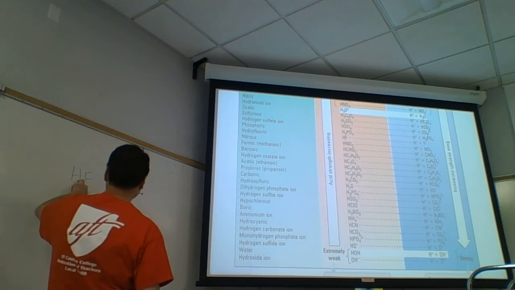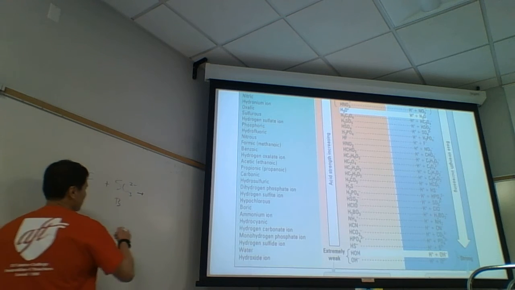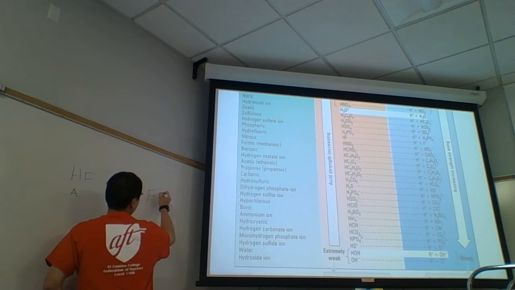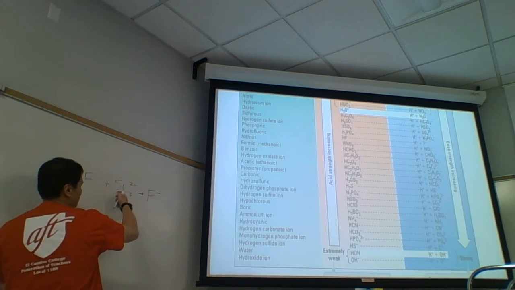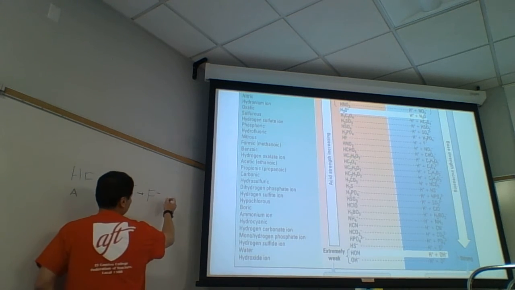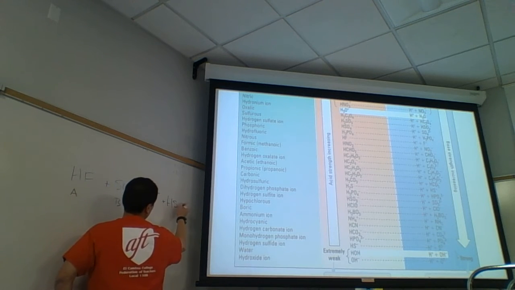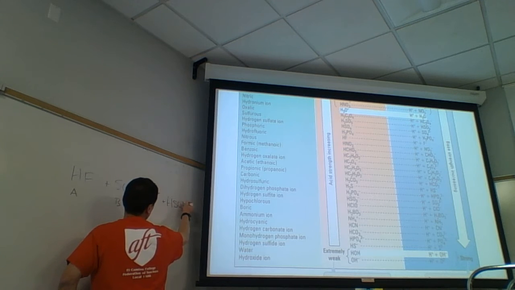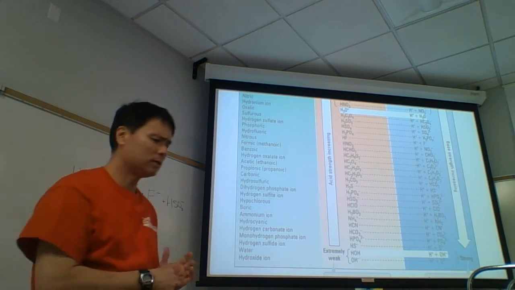Well, HF loses an H+. So if HF loses an H+, we form F-. And SO3 2- gains an H+. If it gains an H+, we form HSO3 with a charge not 2-, but 1-, because H+ is positive, so we knock out one negative charge.